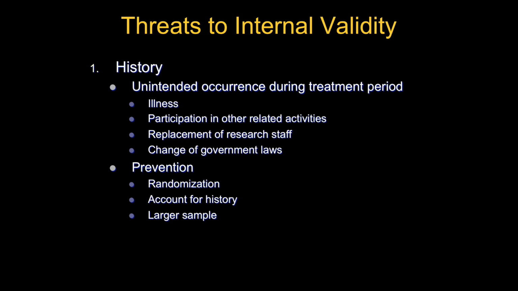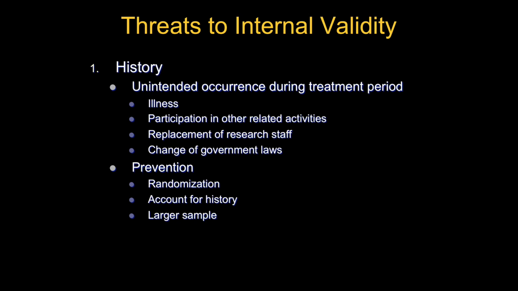So let's look at 10 things that affect internal validity. So some threats to internal validity. Number one is history. This is what happens in a research project. So these are unintended occurrences that happen during the treatment period. Sometimes people get ill. Sometimes they're participating in other related activities that you didn't take into account or didn't think to ask the participants in the research project about, that might affect your dependent variable.